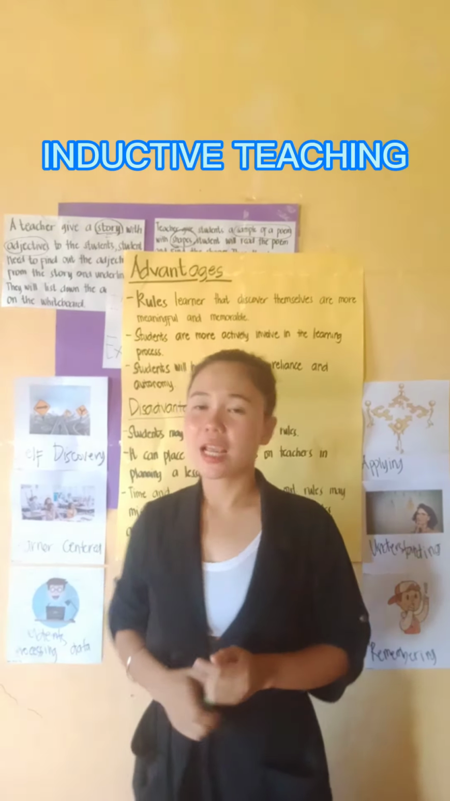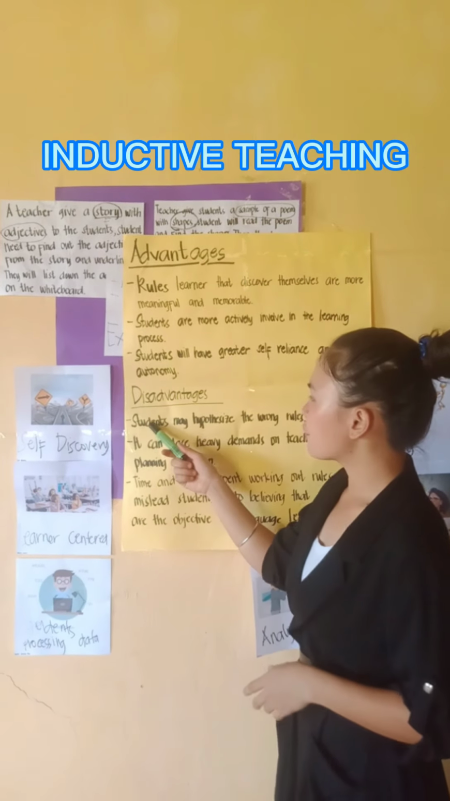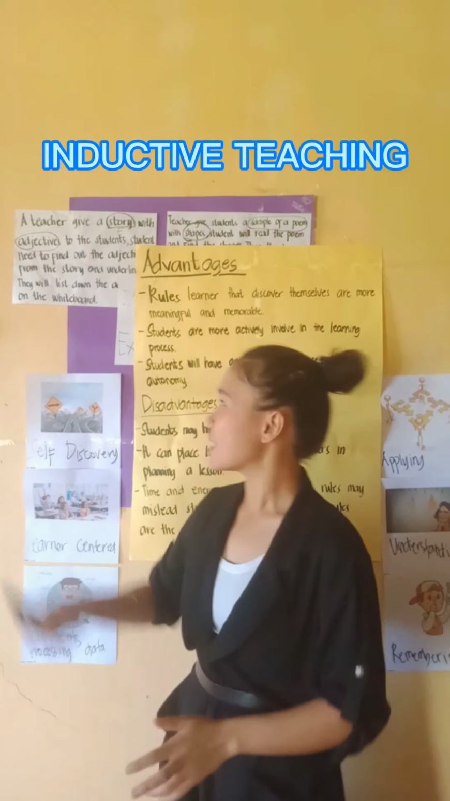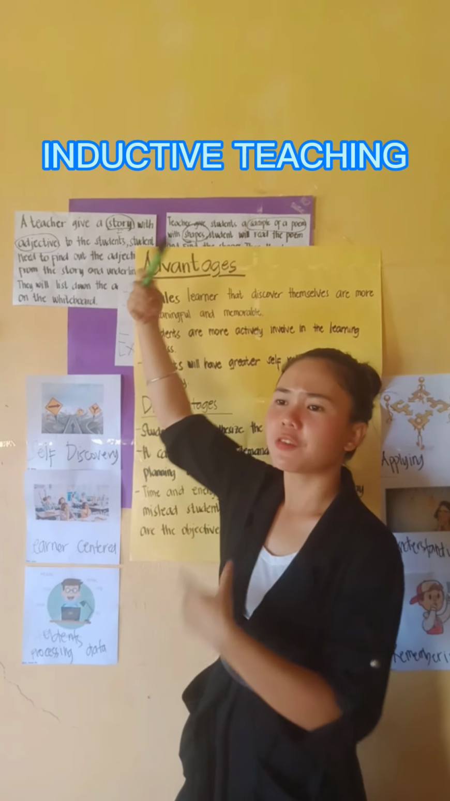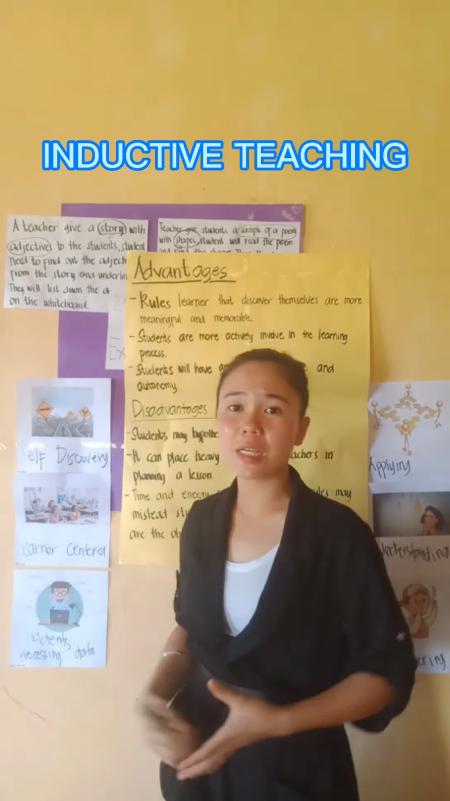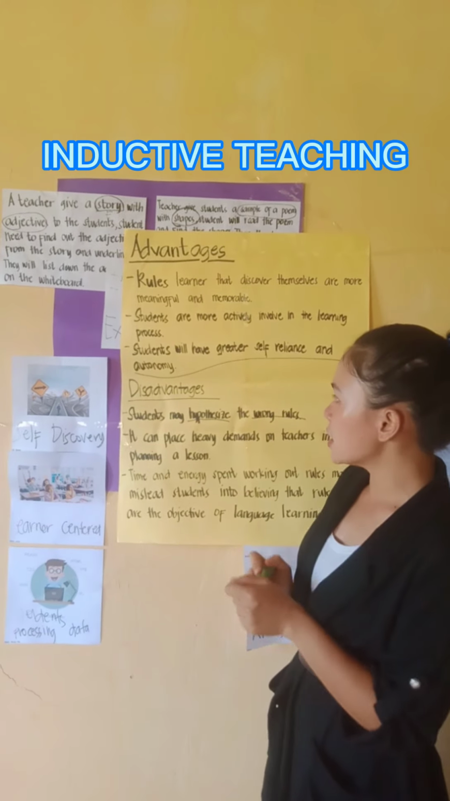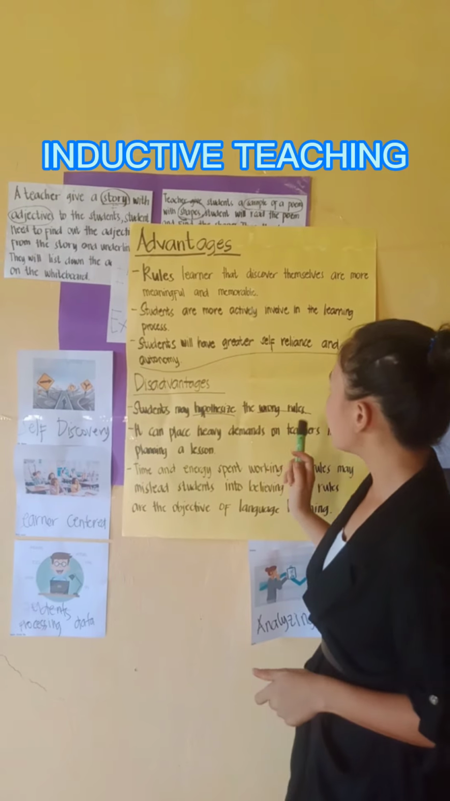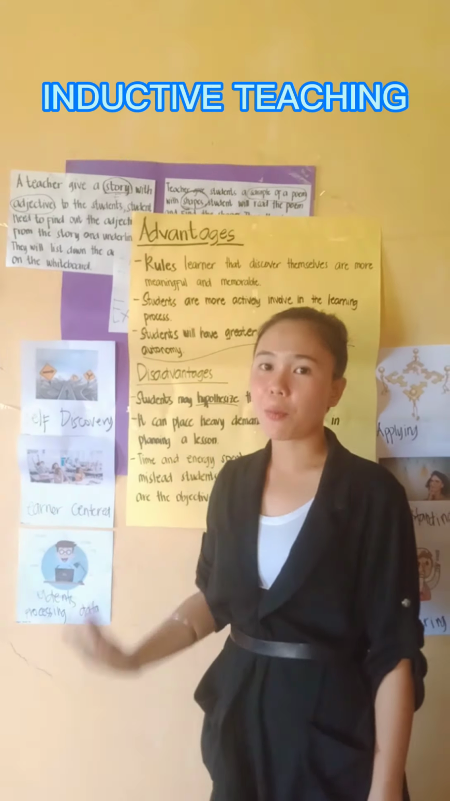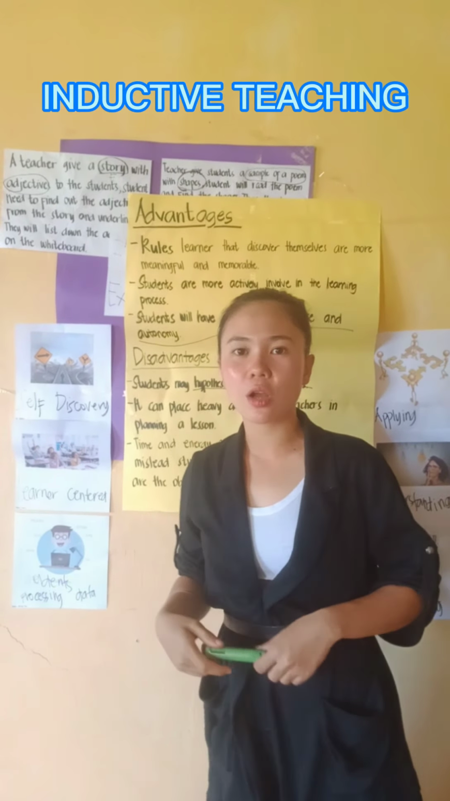If inductive teaching has advantages, it will always have disadvantages. The first disadvantage is that students may hypothesize the wrong rules. If the students did not correctly understand the essence or message of the example, they may hypothesize wrong rules. The second disadvantage is that it can place heavy demands on teachers in planning a lesson. Teachers must think carefully so that the examples given are appropriate to the content or the rules of the topic.